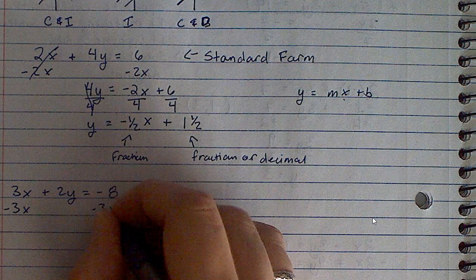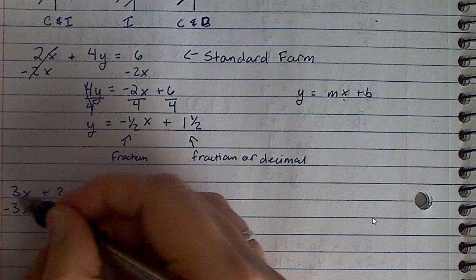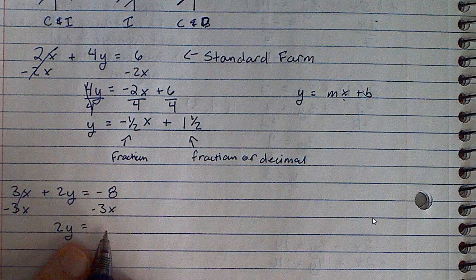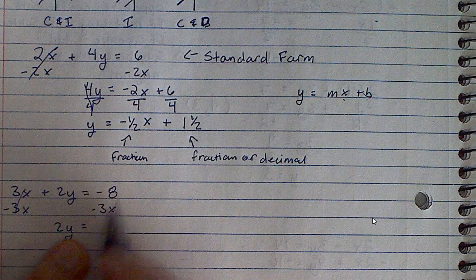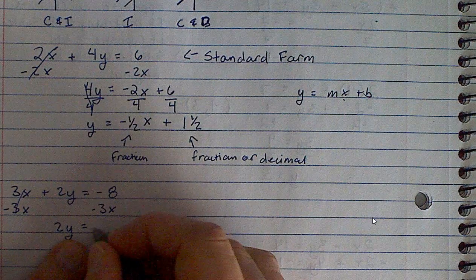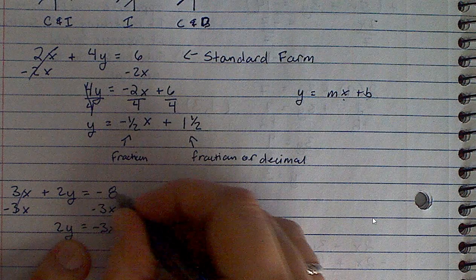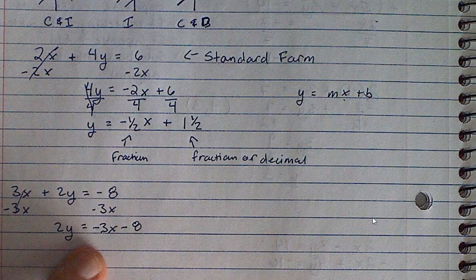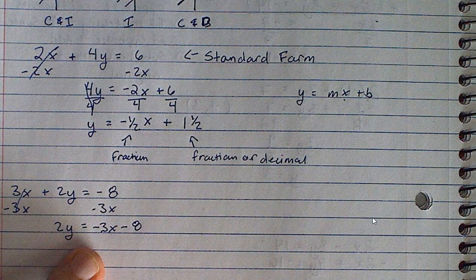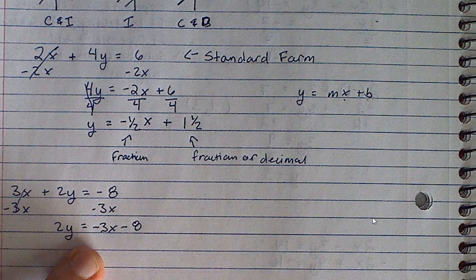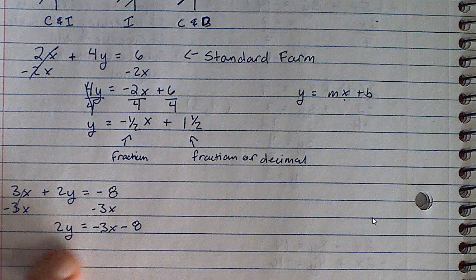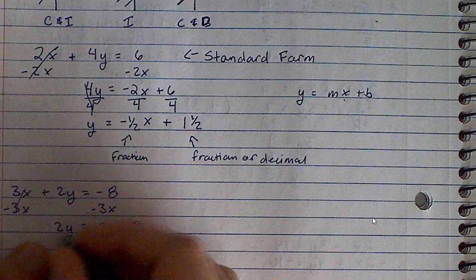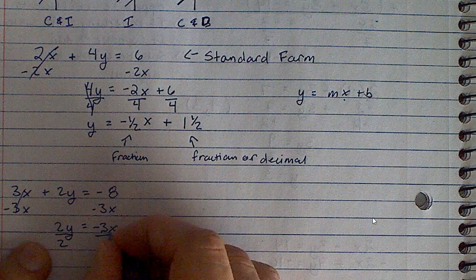Now, when I do that, it goes away from here, and I've got positive 2y on the left equal to, on the right-hand side, instead of negative 8 minus 3x, I'm going to write it as negative 3x minus 8. The reason I'm doing that is because I want the x to come first. My next step is to divide everything by the number in front of y, which in this case is 2. So divide by 2, divide by 2, divide by 2.